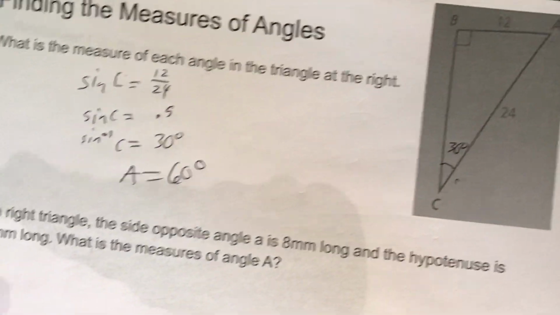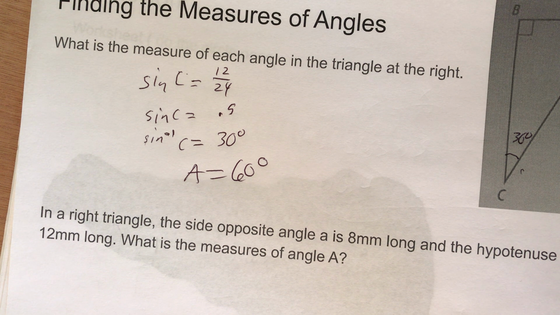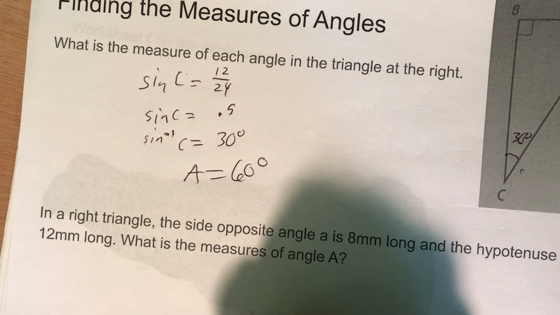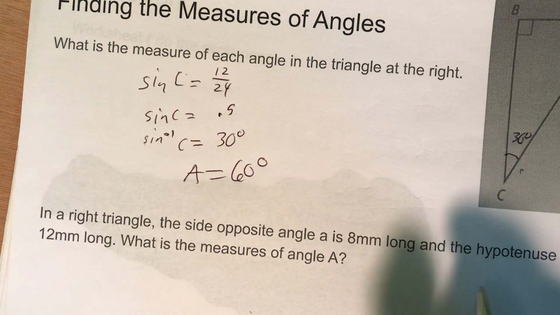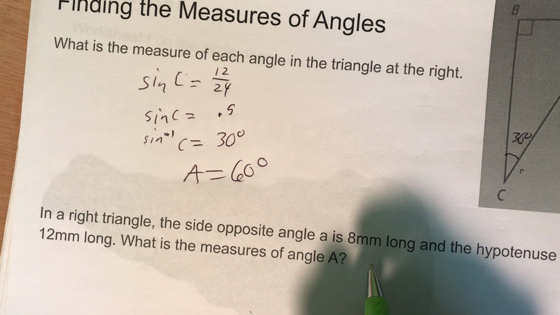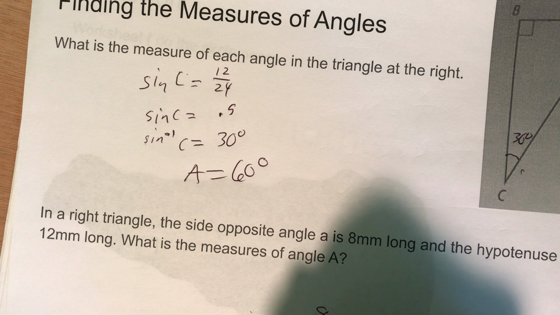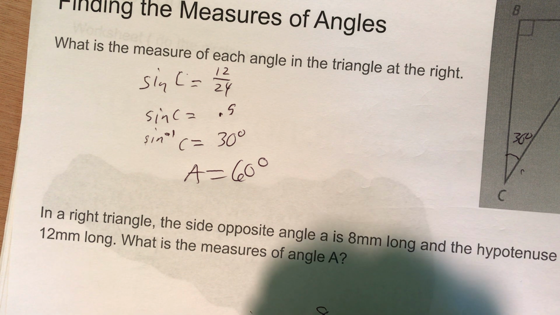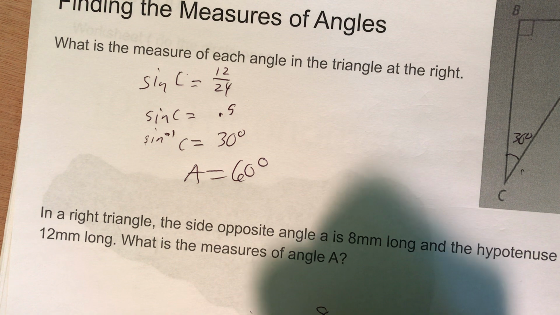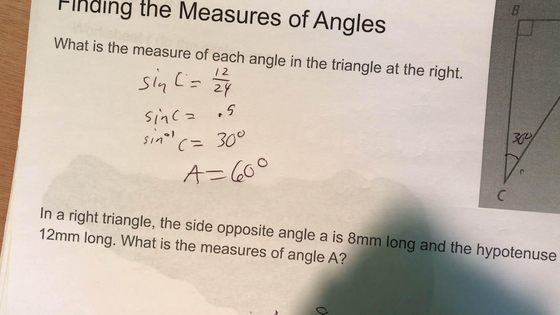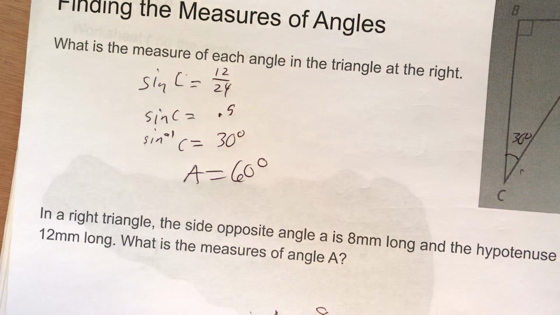Okay, now going to the bottom one. In this triangle, the side opposite angle A is 8, and the hypotenuse is 12. So we have the opposite and we have the hypotenuse, which means we're going to use sine of A equals 8 over 12. That's going to get you about 0.33333.